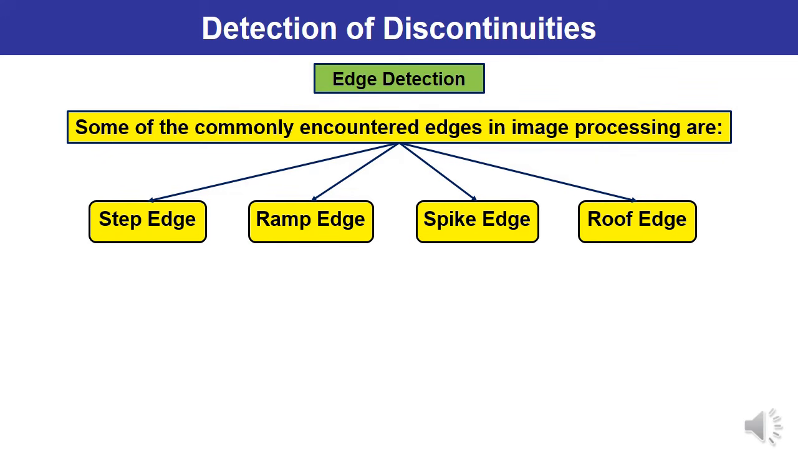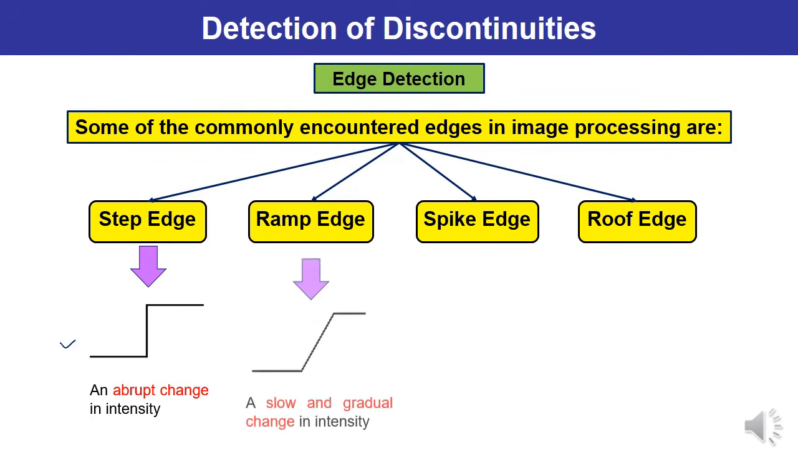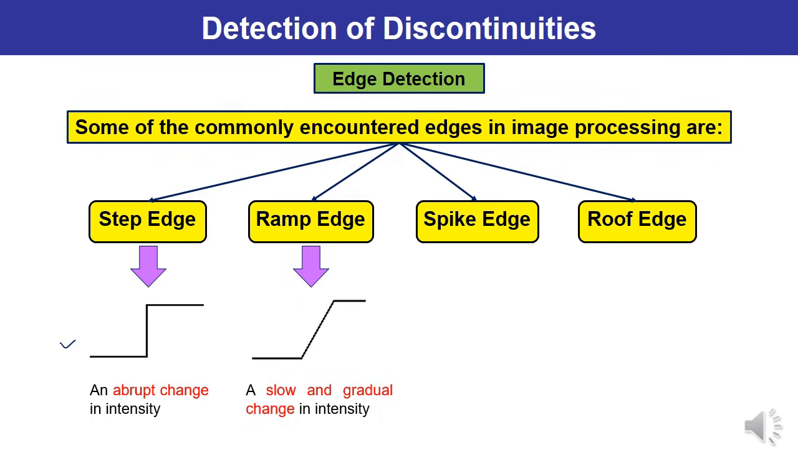What is a step edge? See how it is going to be drawn. A step edge can be drawn in this particular manner. It is defined as an abrupt change in the intensity where there is an immediate change, and it can be observed from this particular diagram. If we talk about the ramp edge, it represents a gradual change in the intensity. See here, there is a gradual change like this.